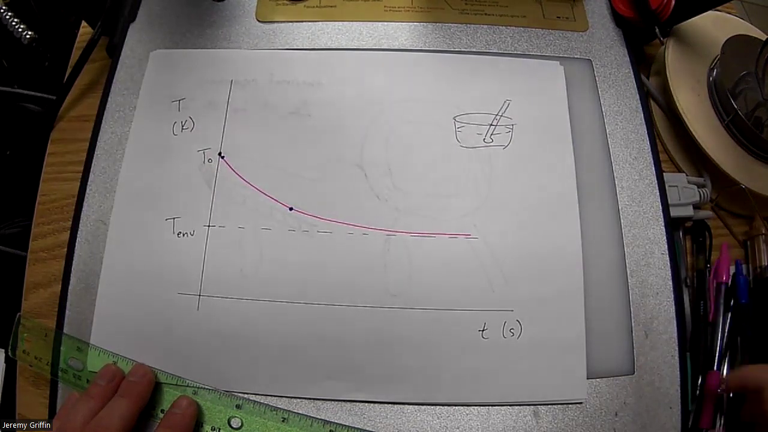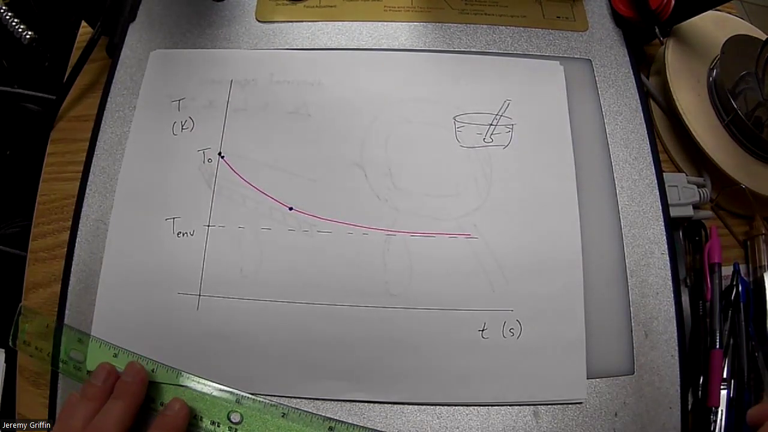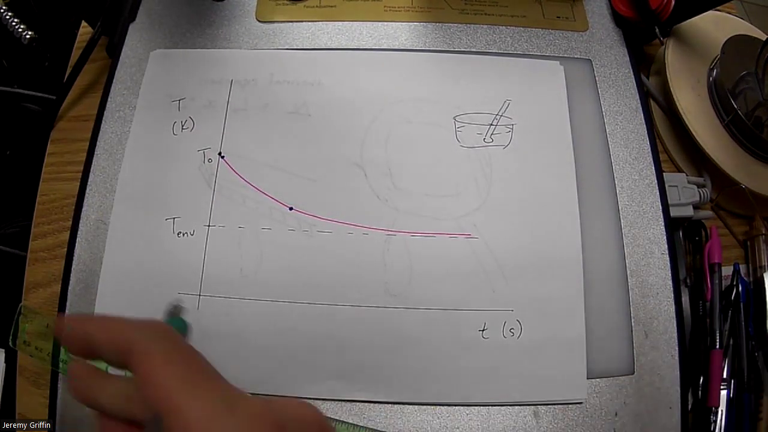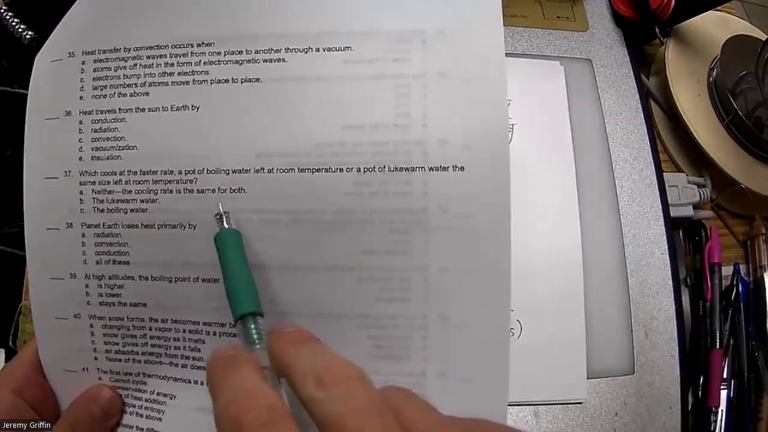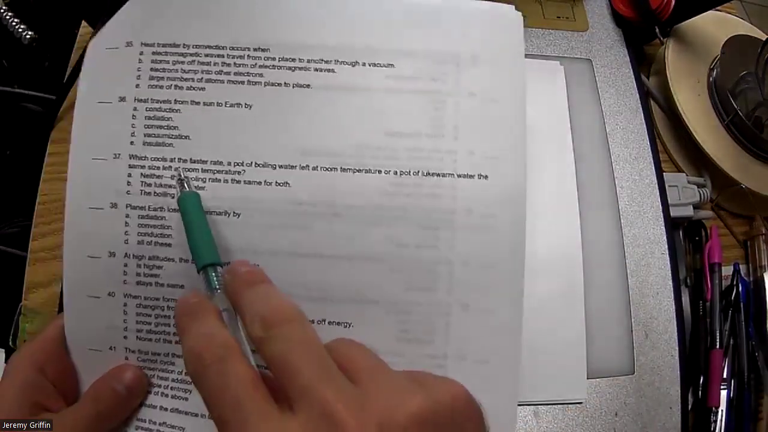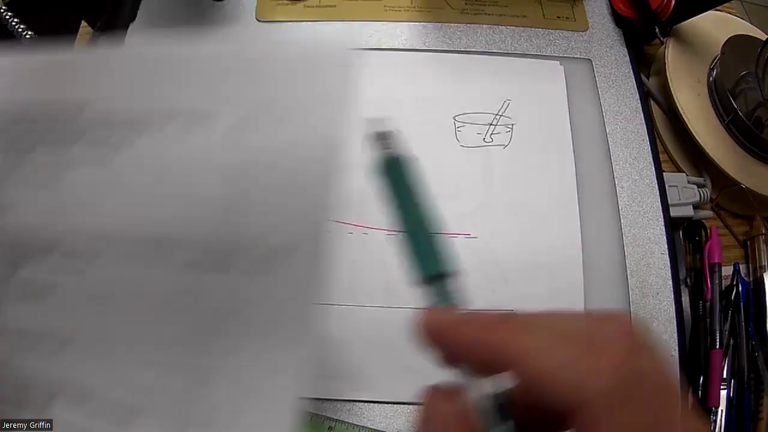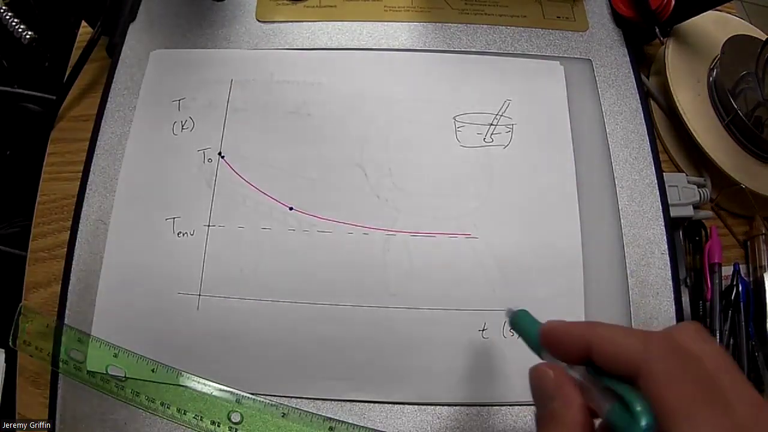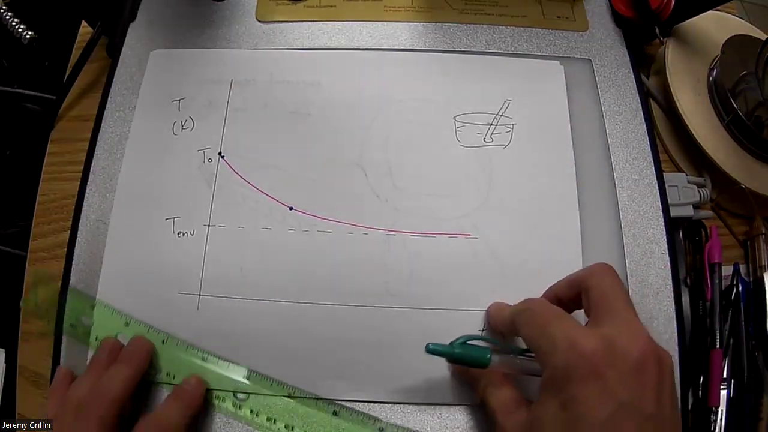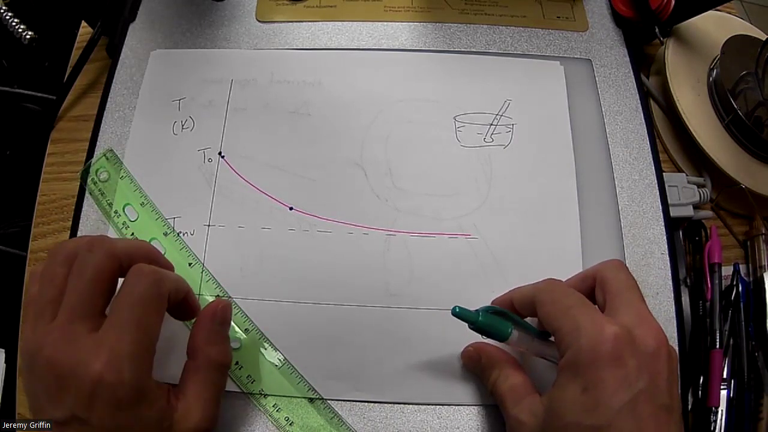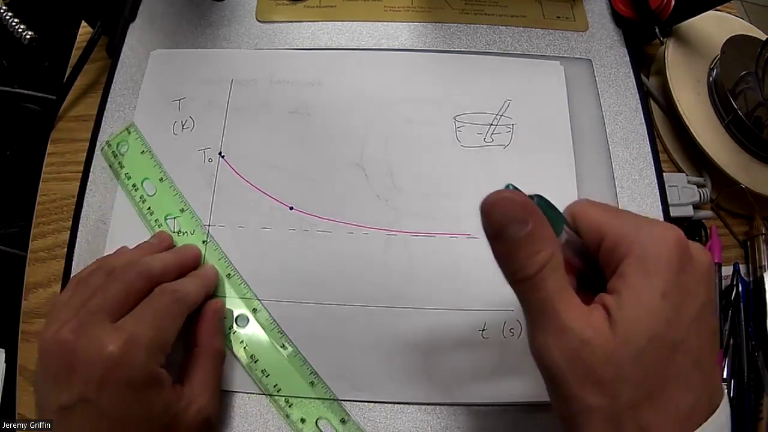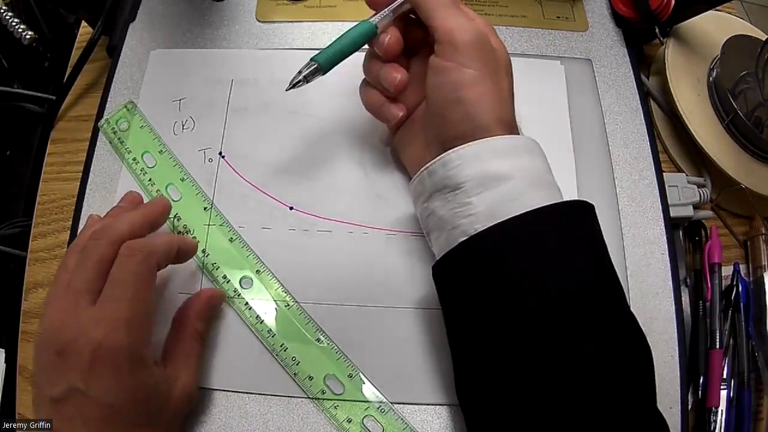Let's look at the key for it here. Let me point this out. Cools at a faster rate. Now, guys, on a temperature versus time graph, we're talking about the rate change of something. Guys, the rate change, isn't that like an instantaneous slope?